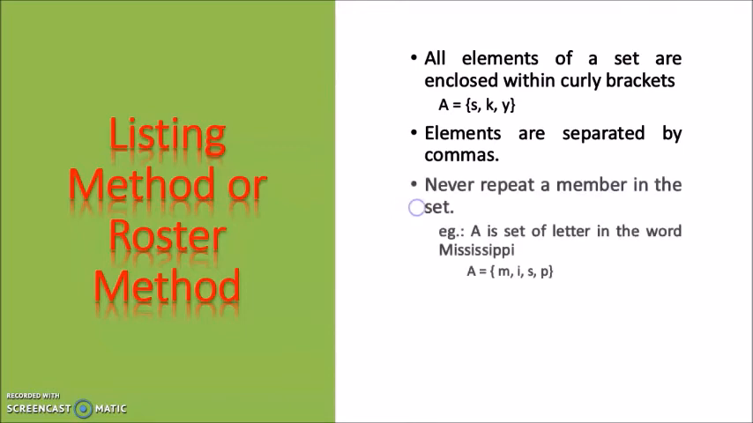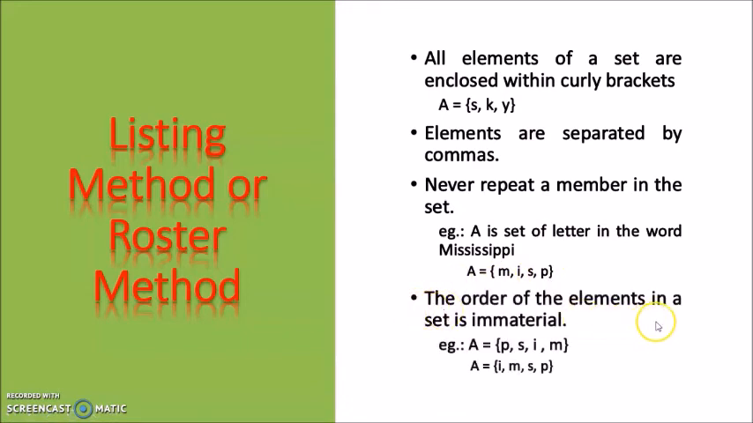Next, never repeat a member of the set. Very important. Example, A is a set of letters in the word Mississippi. Now, which are the letters repeated in this word? I, S and P, but you have to write them only once. A is equal to M, I, S, P.